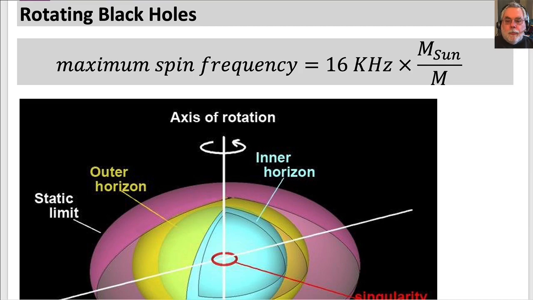Rotating black holes. So far, our treatment was for non-rotating, non-spinning black holes, Schwarzschild black holes. However, very likely all black holes rotate, just as planets and stars rotate. An isolated, uncharged rotating black hole, called a Kerr black hole, K-E-R-R, is completely specified by its mass and either its spin angular momentum or its rotation frequency.